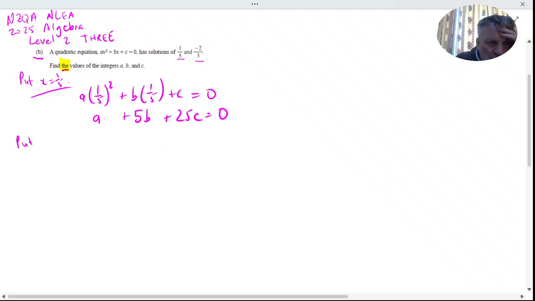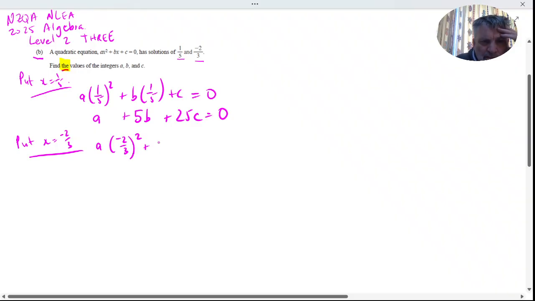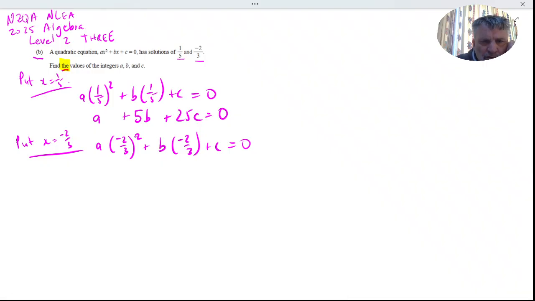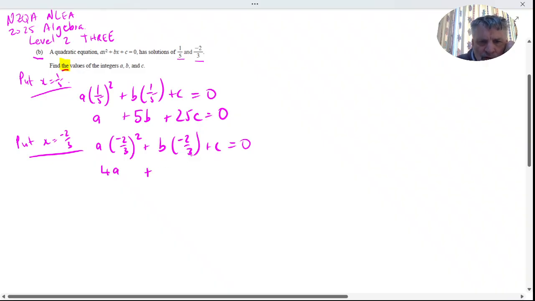And then if we put x equal to minus 2/3, we will get something similar, a times minus 2/3 squared plus b times minus 2/3 plus c also has to equal 0. This time we multiply by 9, 3 squared. That will get rid of this denominator, and negative 2 squared is 4, so we get 4a. 9 over 3 is 3, times the 2 that's already on the top is 6. It's got a minus sign, so actually it's not plus, it's negative 6.